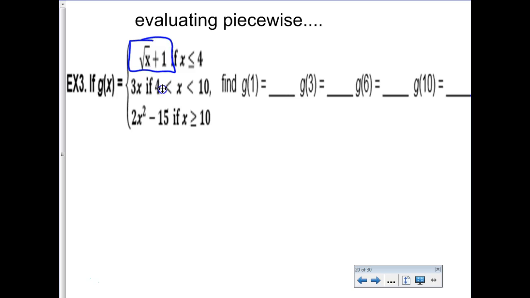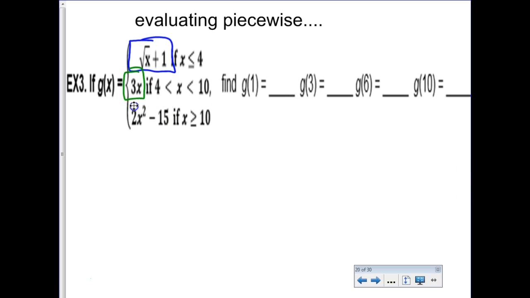It says it's the square root of x plus 1 if your x's are less than or equal to 4. So if you're plugging in or evaluating at something smaller than 4, you're going to use that function. Now, the next part of the piecewise function is the function 3x, but you only use that if your x's are between 4 and 10. Notice there's no equal to bar there, so it's not including 4 or 10.